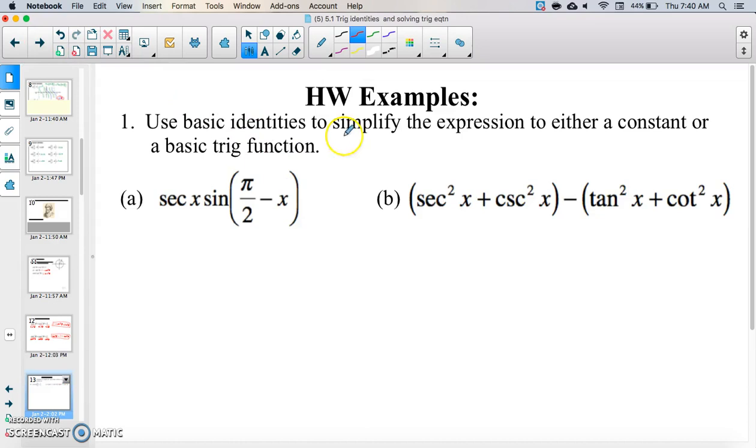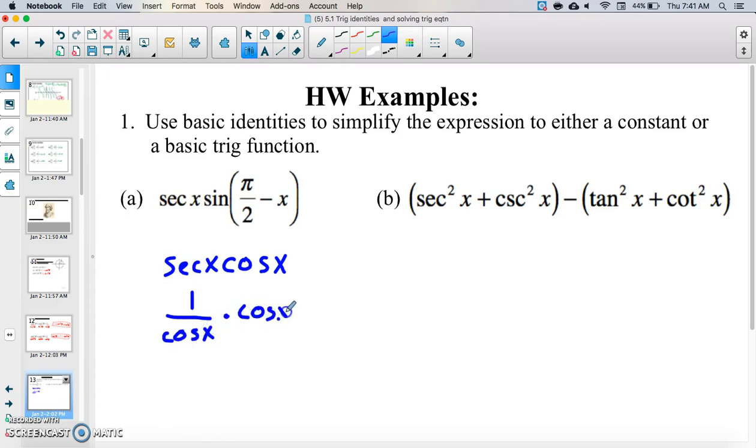So some quick examples. Use the basic identities to simplify the expression to either a constant or a basic trig function. So here is that cofunction identity again. So we know that sine of pi over 2 minus x is the same as cosine, so I can just rewrite this as cosine x. And I still have secant x. Another way to rewrite secant could be 1 over cosine. We're still multiplying by cosine. And boom, they simplify, you're left with 1.